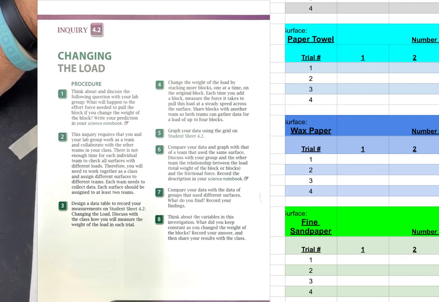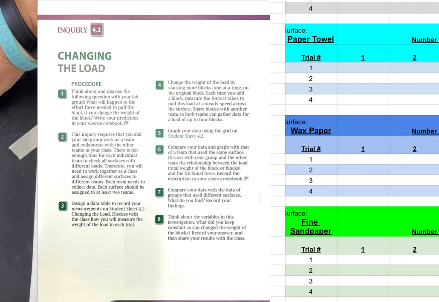And number 7, we're going to compare the data with the different surfaces. Again, everything's going to be on your sheet. And think about the variables in this investigation. What did you keep constant as you change the weight of the load? Record your answers. Okay, so that is number 8 there.